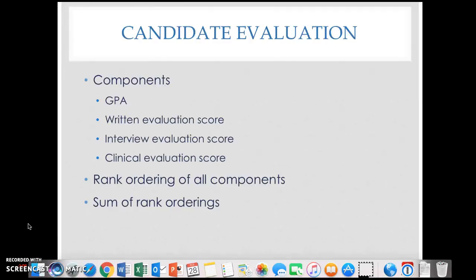And the first one is candidate evaluation. The point of this section is to describe to you how your application materials are evaluated and how we come up with the final decision of who's getting in the program and who isn't.